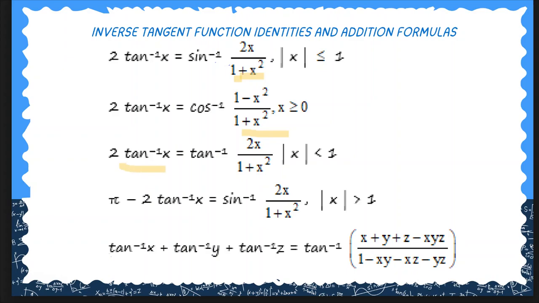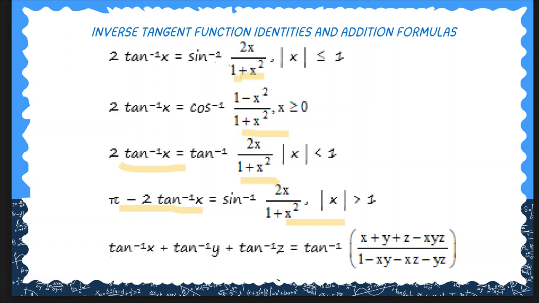And 2 tan inverse of x is equal to tan inverse of 2x over 1 plus x square, where mod of x is less than 1. Here, pi minus 2 tan inverse of x is equal to sin inverse of 2x over 1 plus x square, where mod of x is greater than 1.